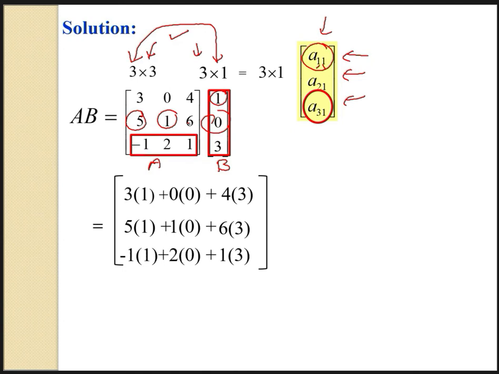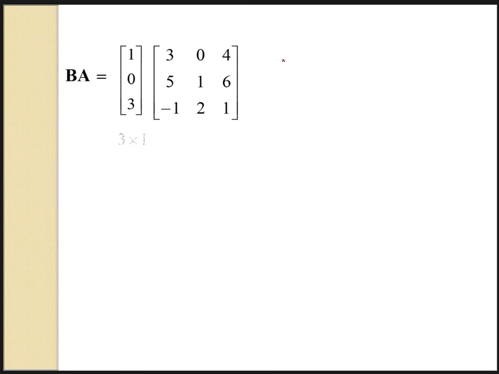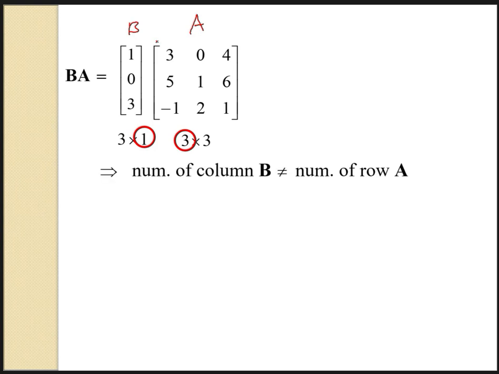Next question, B times A. Is this possible? We know that the order of matrix B is 3 by 1 and the order of matrix A is 3 by 3. Compare the numbers in the middle. Do we have the same number there? Well, we don't. One is 1, the other is 3. Since the number of columns in B is not equal to the number of rows in A, we cannot multiply these two matrices together. So there is no solution for this question.